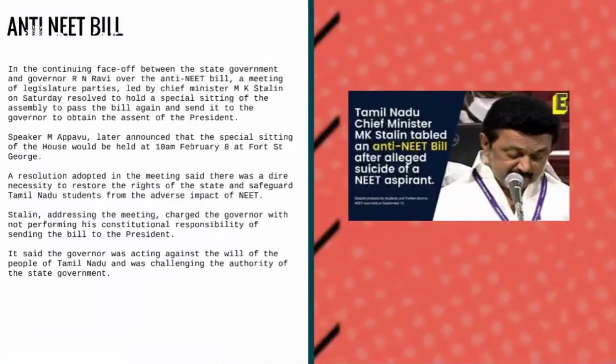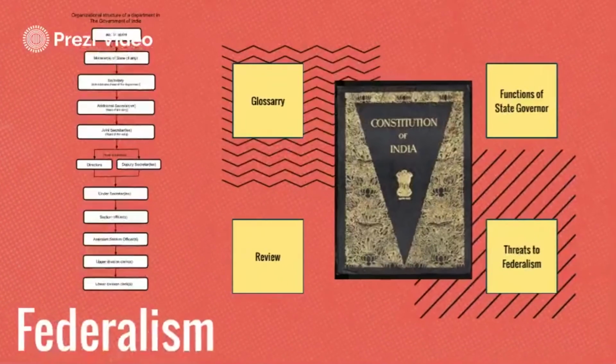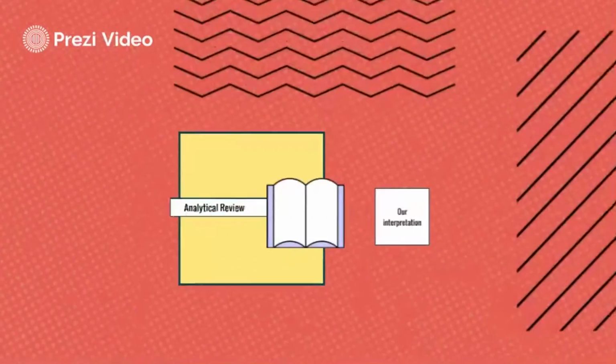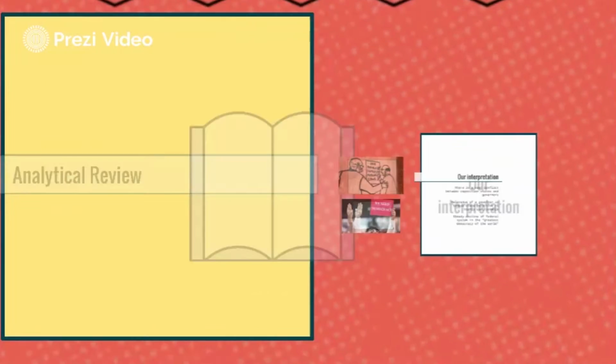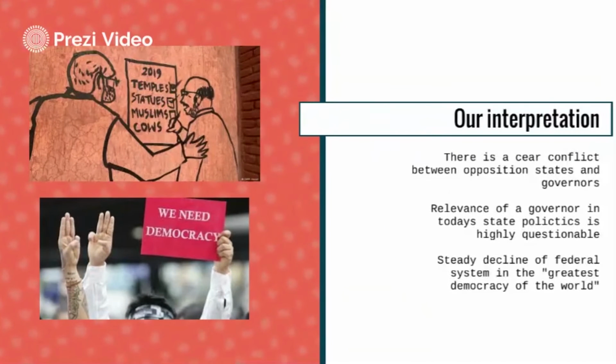And this is in fact the case for many bills where the governor neglects to forward them to the president. Currently there are 11 bills pending with R.N. Ravi, the governor of Tamil Nadu. Through our presentation, we hope that the role of the governor, the power that this role holds, and the misuse of this power is made evident.